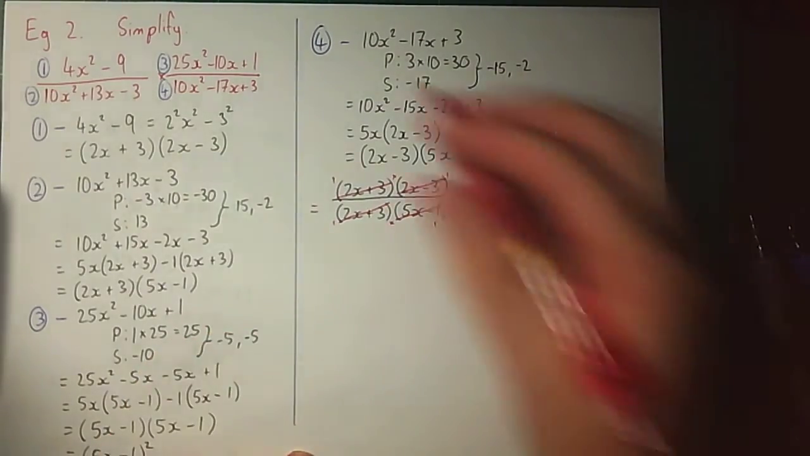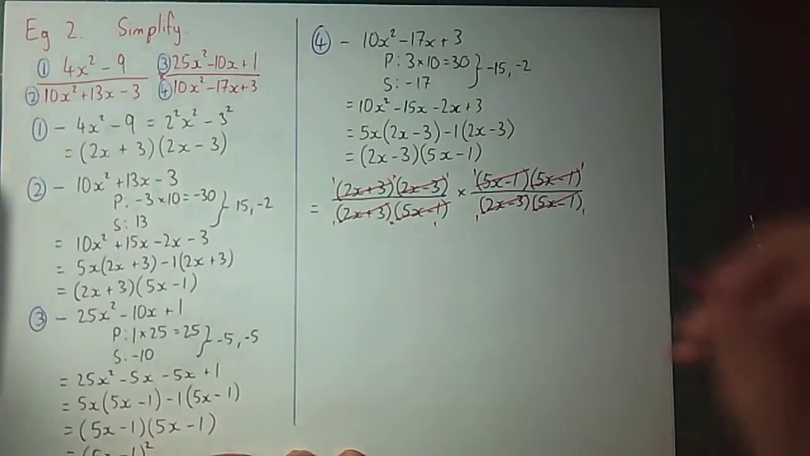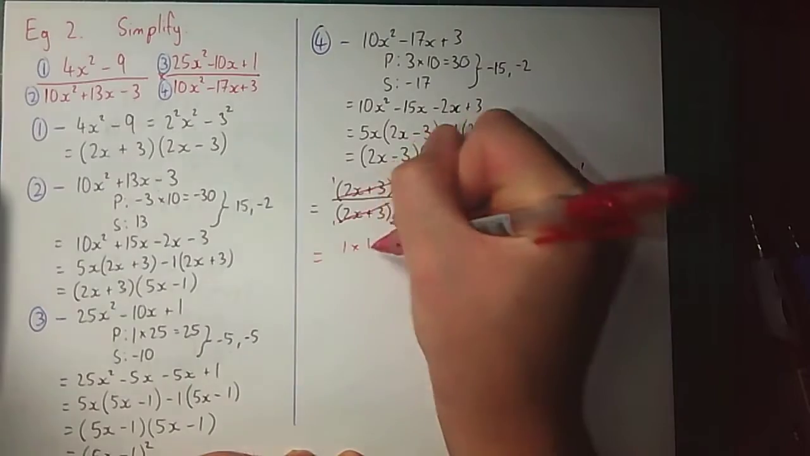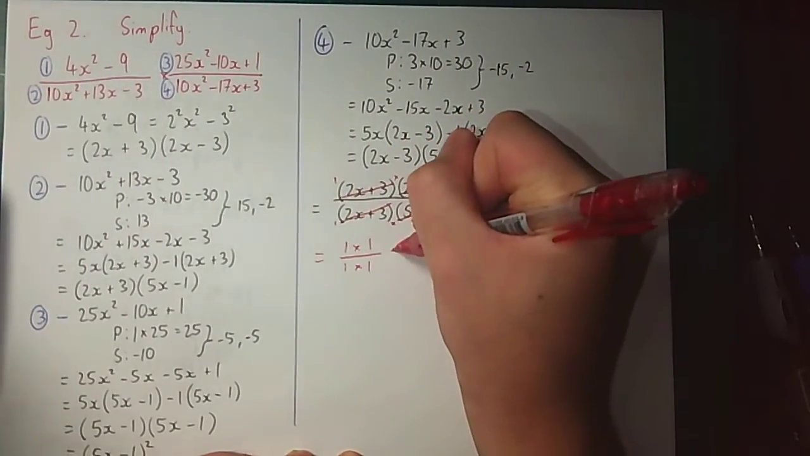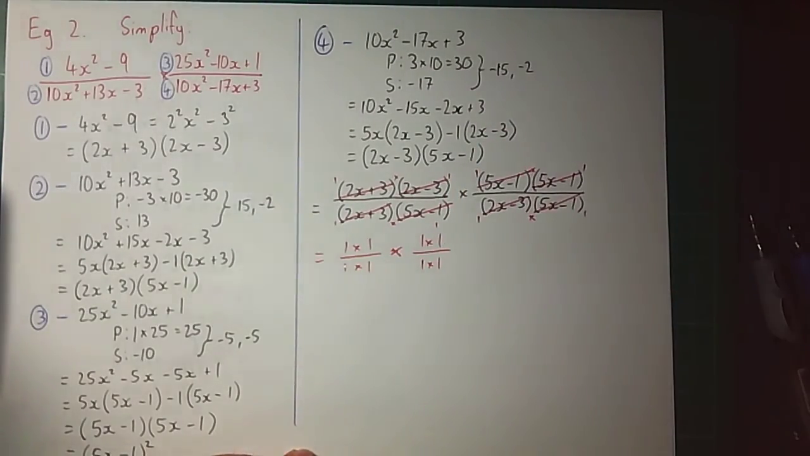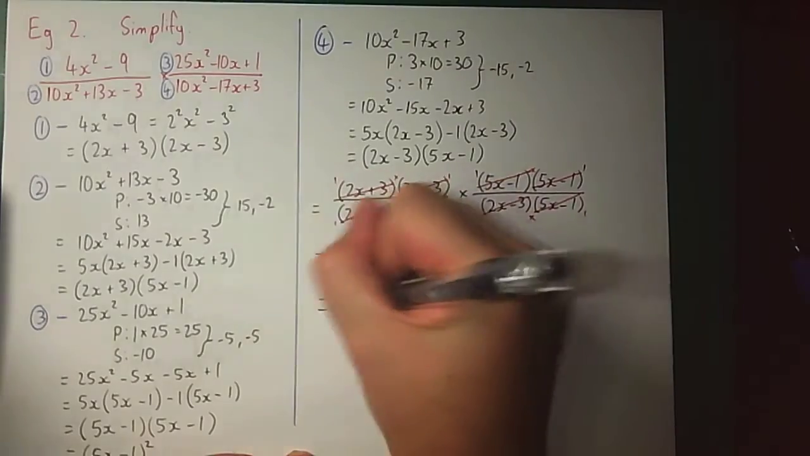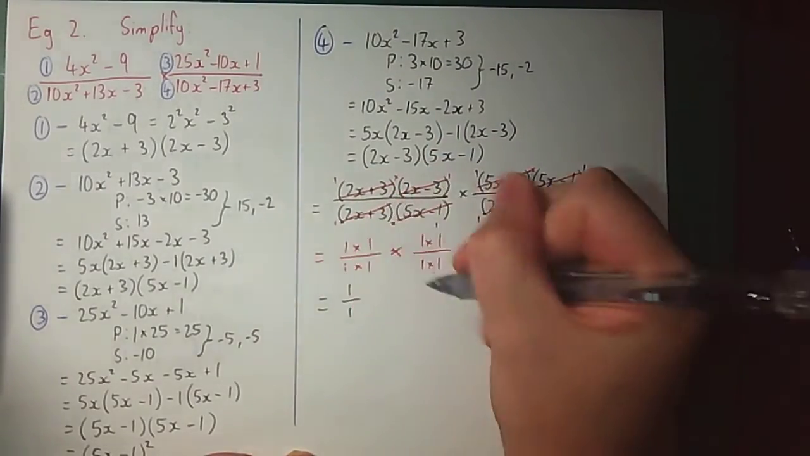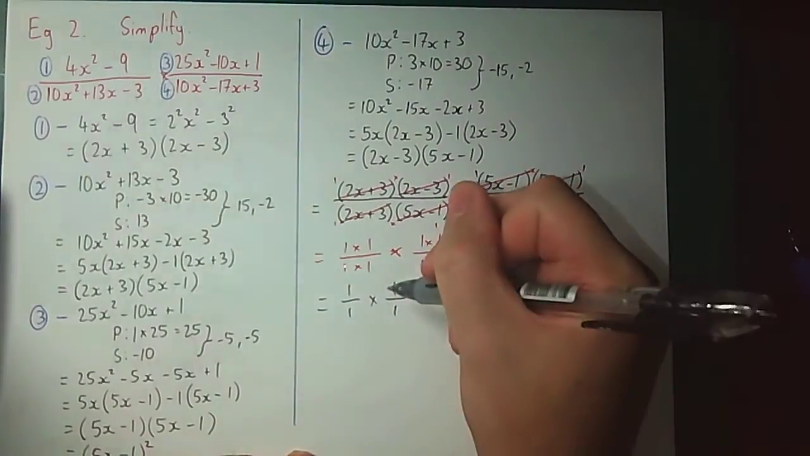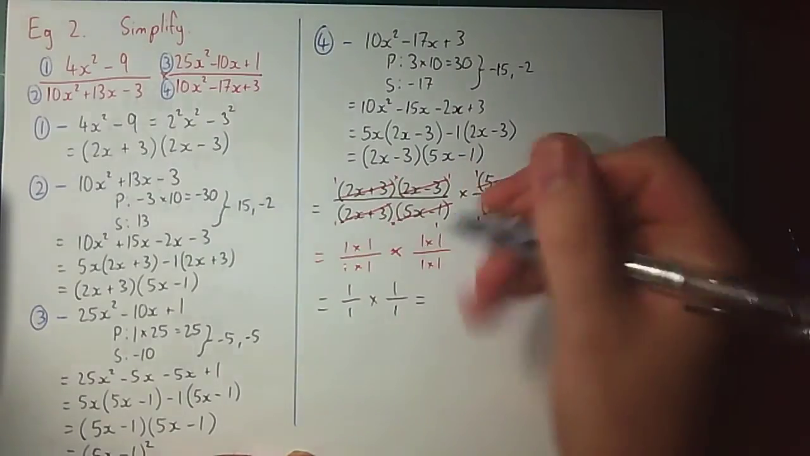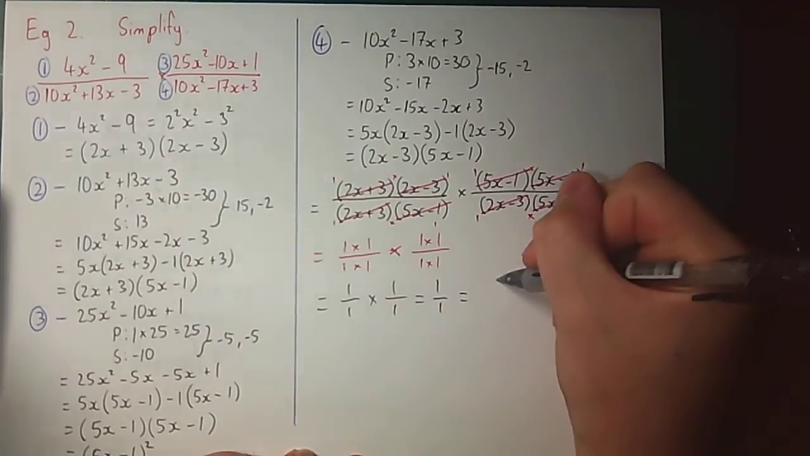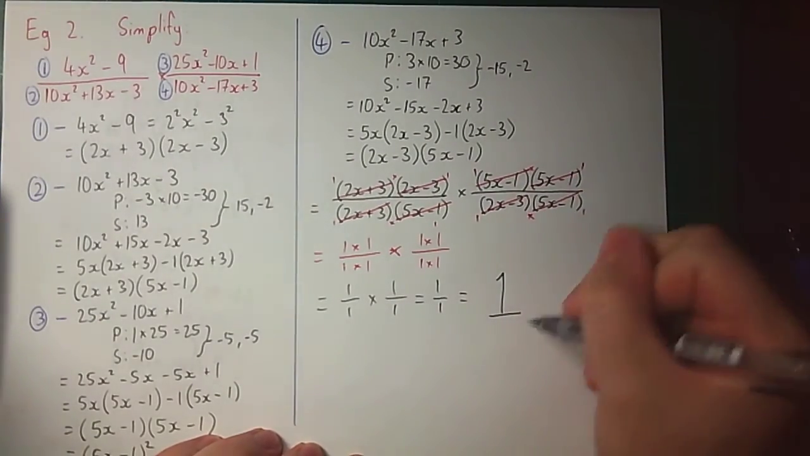So after all this horrible working out just to prove that we can do it, we're left with 1 times 1 over 1 times 1 multiplied by 1 times 1 over 1 times 1. So we can see that 1 times 1, that's going to be 1 over 1, and that's 1 times 1 over 1 times 1, which is 1. On the top, we'll simplify that. 1 times 1, that's 1. On the bottom, we've got 1 times 1, which is 1. So altogether, we have 1, and that's our final answer.